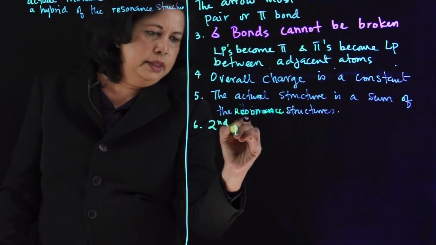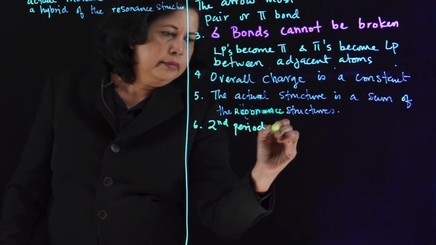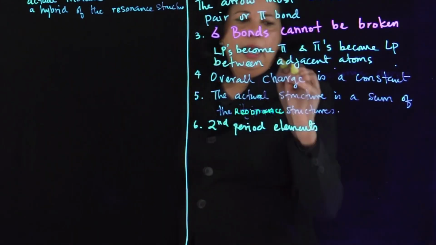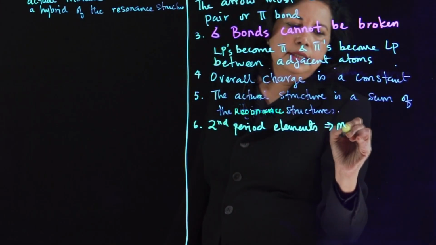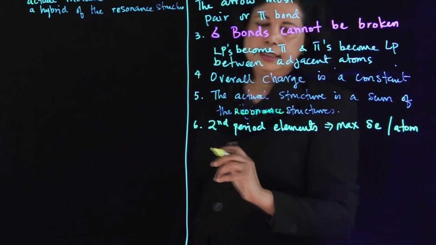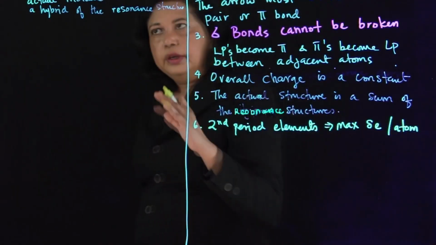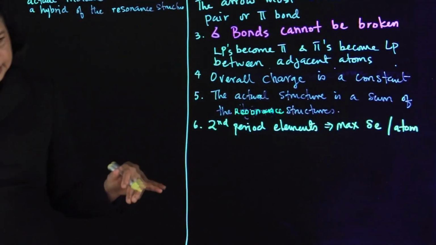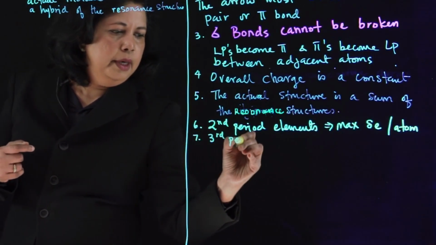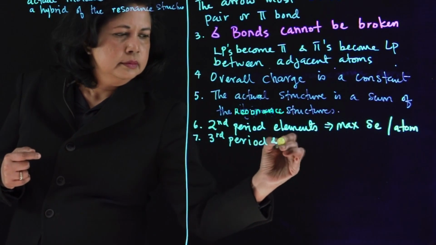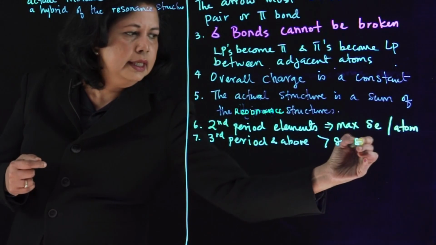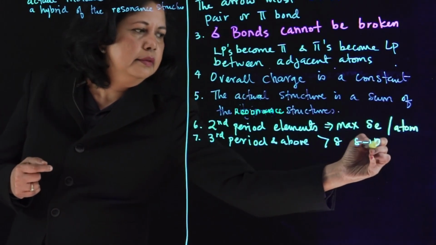Now, another important thing is that if you have second row elements, or second period elements, the maximum is 8 electrons per atom. You can never exceed that. Third period, you can exceed that. Third period and above, more than 8, 8 to 12. Typically 8 to 12.